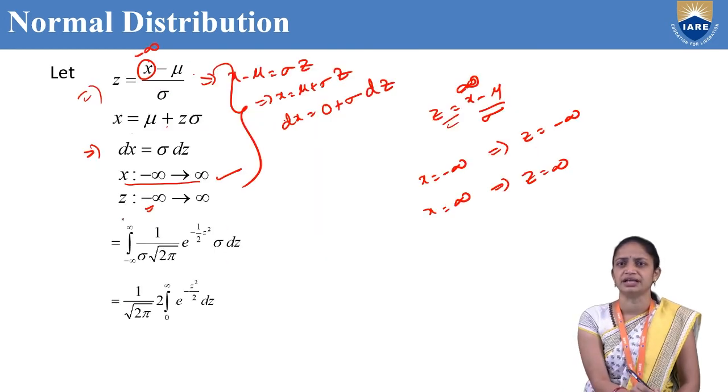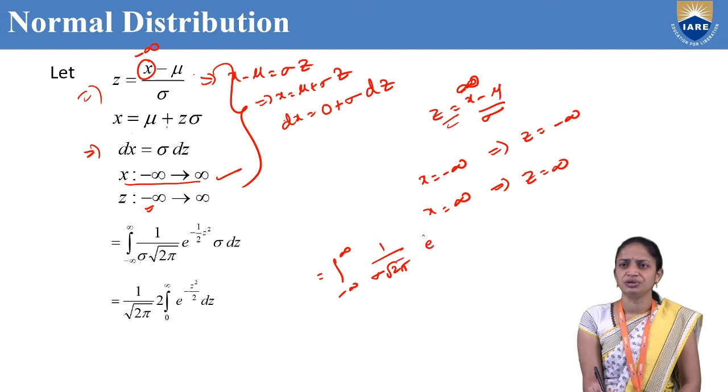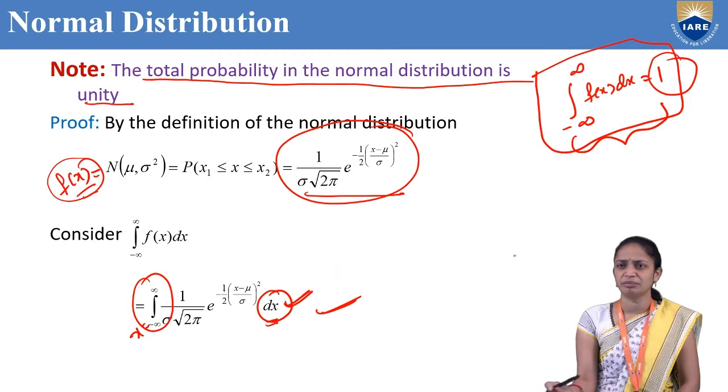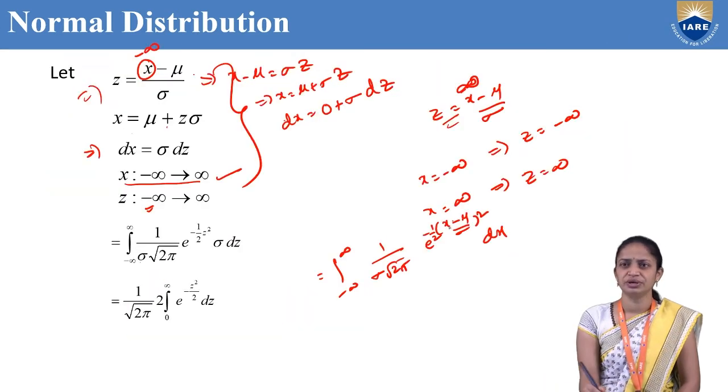So we have integration over minus infinity to infinity of 1 by sigma root 2 pi into e power minus 1 by 2 into (x minus mu by sigma) whole square into dx. This is our previous equation, right? In this equation, we have to substitute all the limits. These are x limits, so we have to substitute z limits. The z limits are also the same.